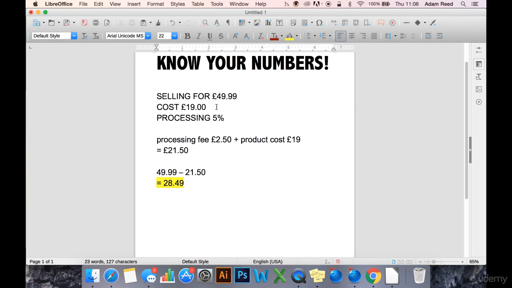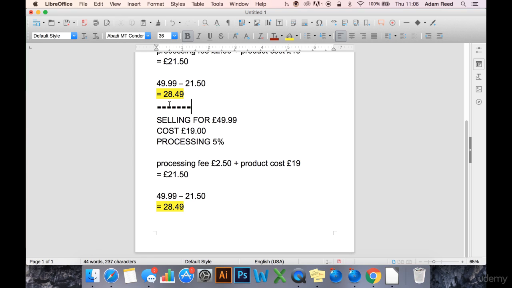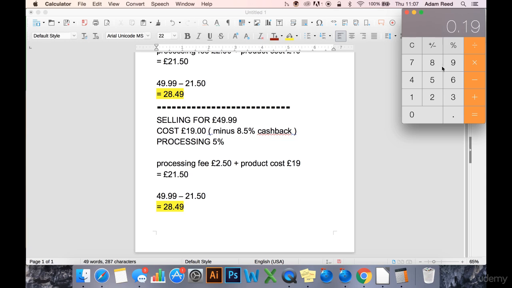So if we actually just copy and paste this. Okay, so I've copied and pasted it here. We're selling for $49.99. The cost is £19, but we have to minus the 8.5% cashback because in reality we're getting 8.5%. If we're getting 8.5% cashback, in reality what that works out as is we're actually buying this for 8.5% less than what it says here. 1% is 19 times 8.5.